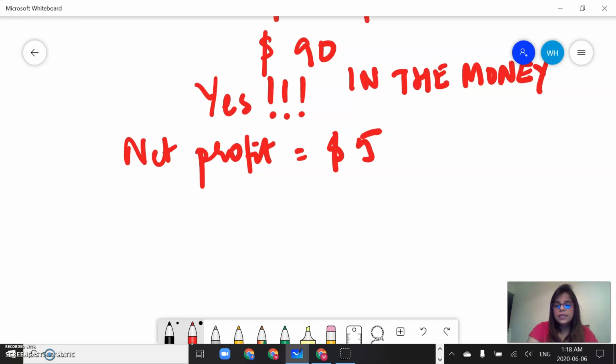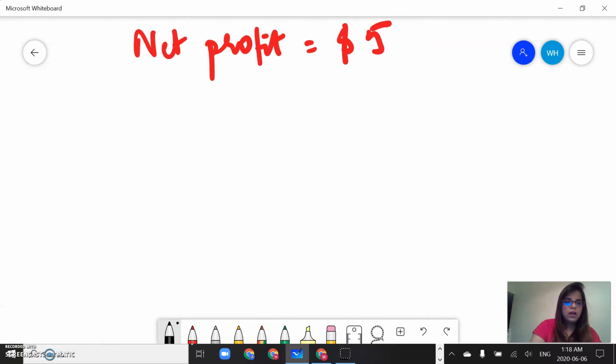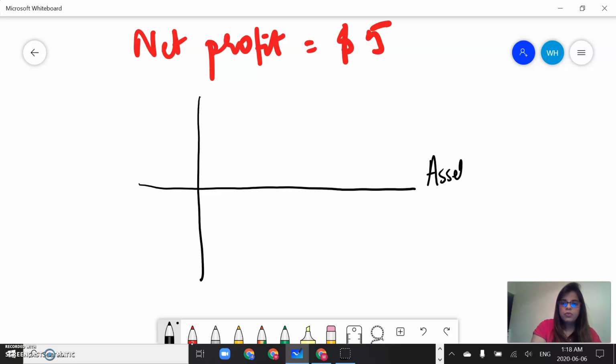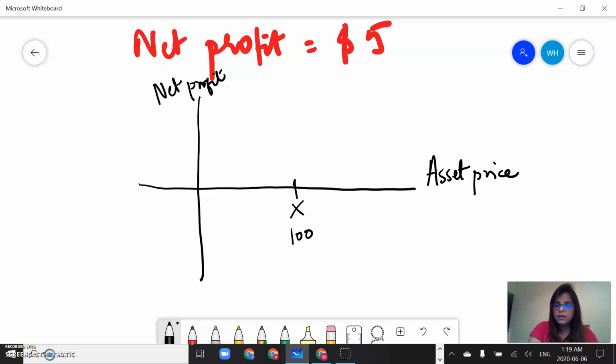So put options are usually taken when we expect a fall in the price of the share. Let's understand this more with the help of a graph. If I plot the asset price, or price of the stock, on the x-axis and the net profit on the y-axis, I have X, which is the exercise price, which is $100. I'm also going to take into account the premium, the $5 which has been paid, which for a put option we will denote by beta.